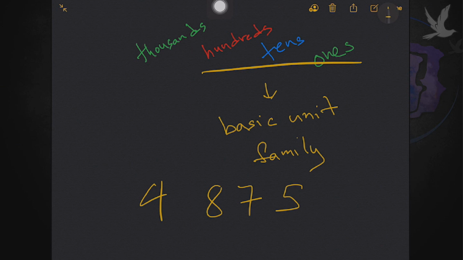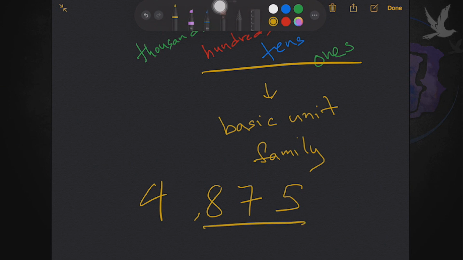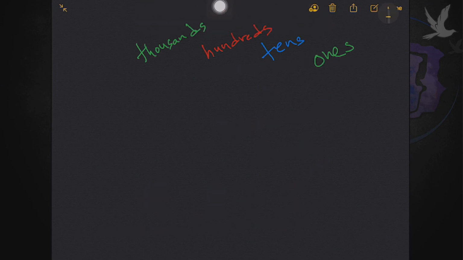Knowing that there is a certain rule, numbers, for example, are separated by a comma. And we should only include 3 digits per group, starting from the ones. So we have 5, 1, 2, 3, and we put a comma here. This comma basically separates the family that we have. So you can see that this family is our basic unit family. And we now have another family here, which I will discuss later. So let's try to add numbers.